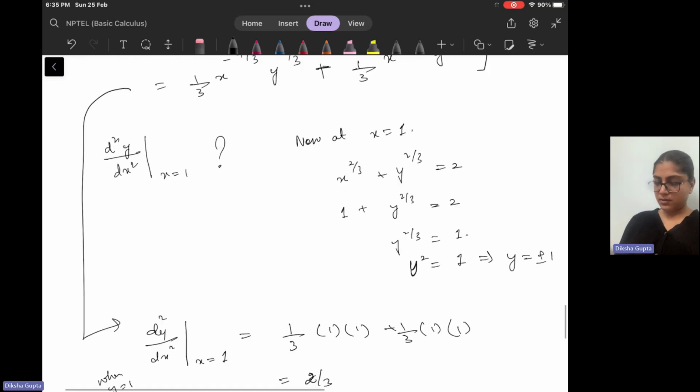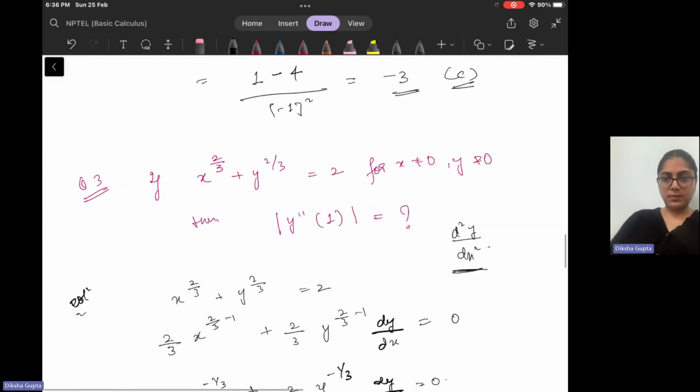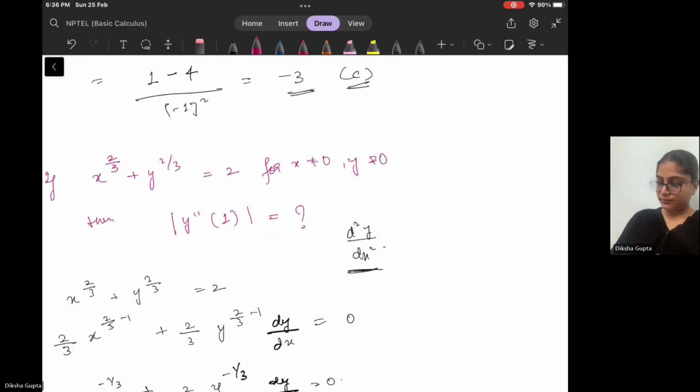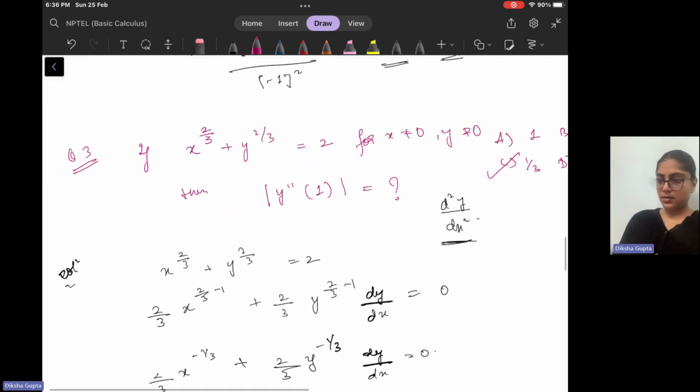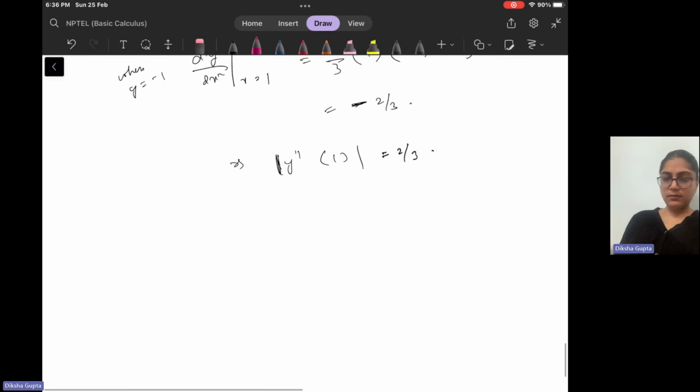So our correct option is, no, I did not give options there. A is 1, B is 2 by 3, C is 1 by 3, and D is 0. So correct option is B. Okay, I hope it's clear.